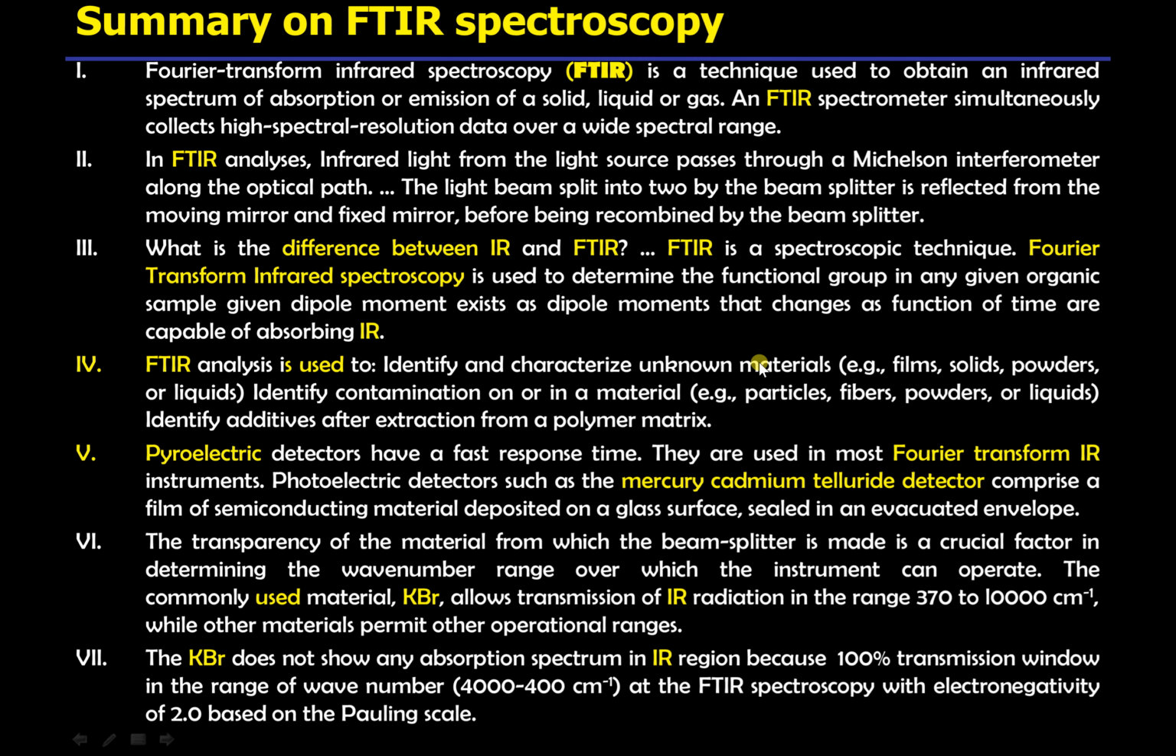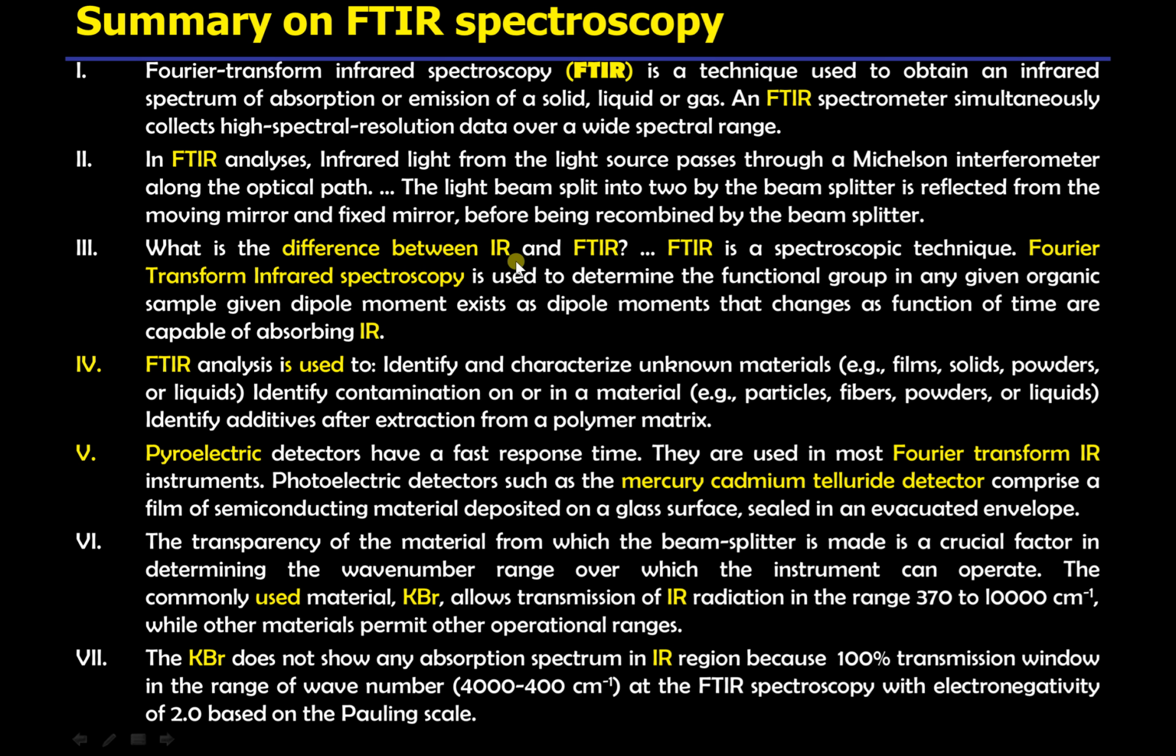So to summarize, Fourier transform infrared spectroscopy is a technique used to obtain an infrared spectrum of absorption or emission of a solid, liquid or gas. An FTIR spectrometer simultaneously collects high spectral resolution data over a wide spectral range. In FTIR analysis, infrared light from the light source passes through a Michelson interferometer along the optical path. The light beam, split into two by the beam splitter, is reflected from the moving mirror and the fixed mirror before being recombined by the beam splitter.